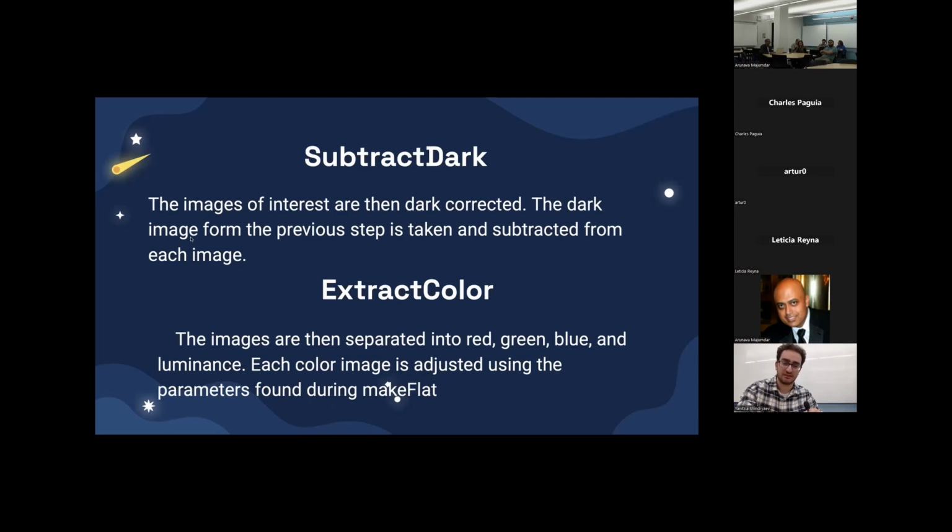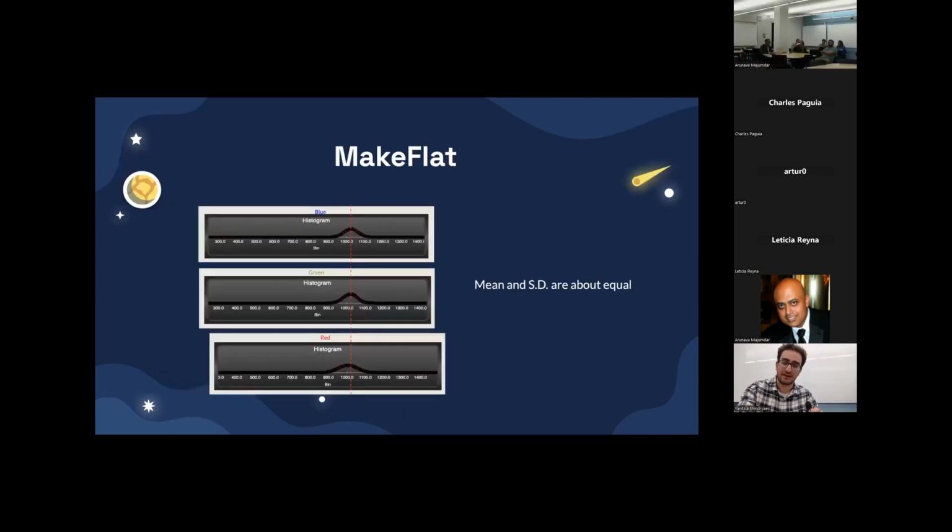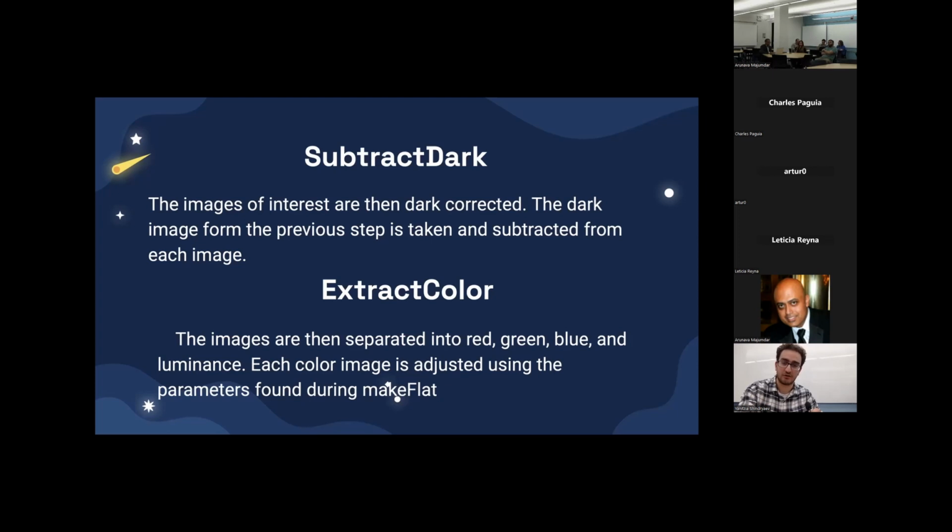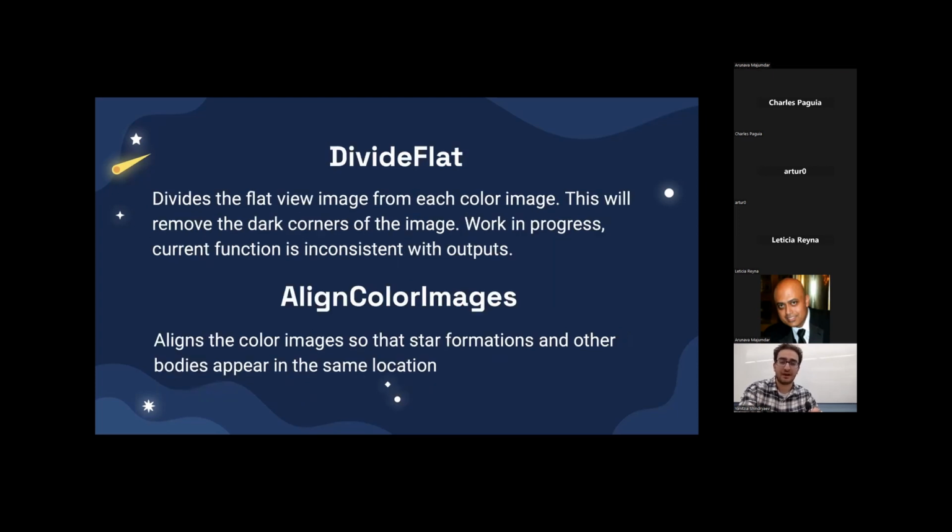So once we have those characterizations, we then take our images from our telescope and we subtract the dark. And this is again just to help correct for dead pixels or for any pixels that are naturally on, things of that sort. And then we extract the color from those images, red, green, and blue. And in this step, we apply the same correction factors that we did in our make flats. So these parameters are stored and then applied during extract color. And then, towards the end, we divide flats, which helps correct for the corners because telescopes tend to be darker around the corners of the image.